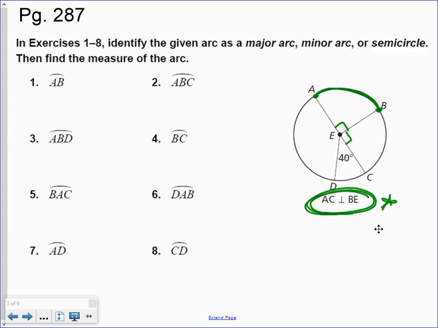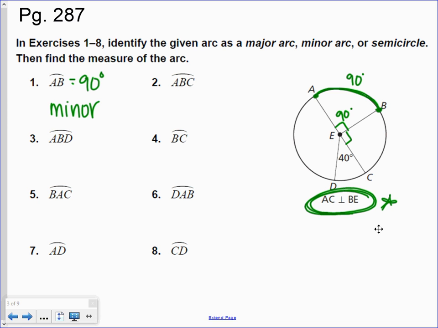So if that's a right angle, that central angle, AEB, is 90 degrees, then arc AB would also be 90 degrees. And what type of arc would that be? That would be a minor arc because it is less than 180 degrees.